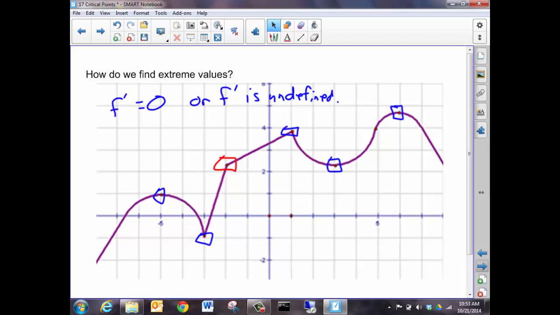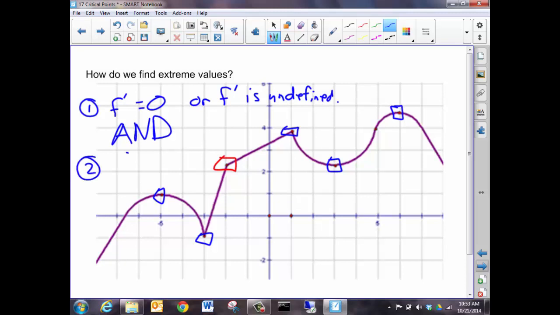Yes. So you've got to have two things. Either the slope is 0 or the slope is undefined, and f prime changes signs. That's how you find extreme values. Okay? So by doing those two things, you can determine if a function has extreme values or where those extreme values are.